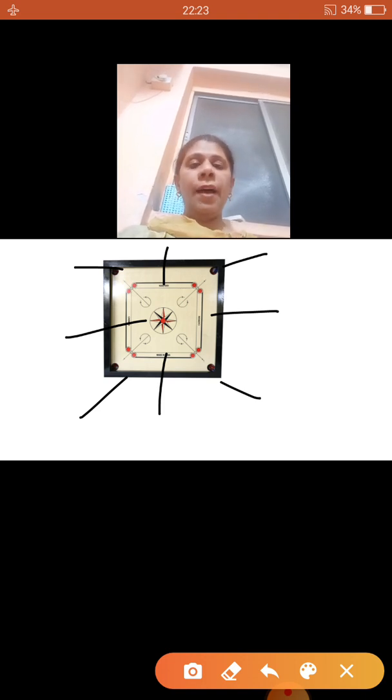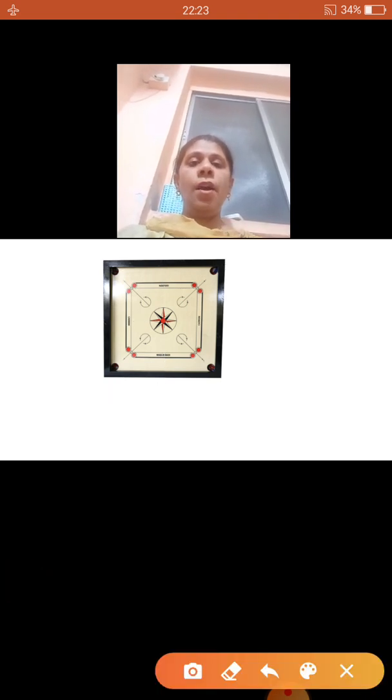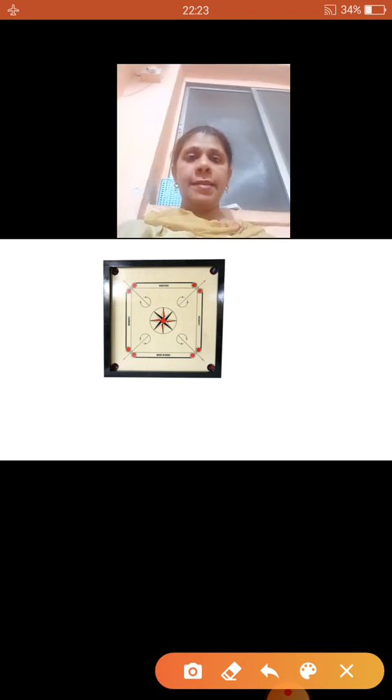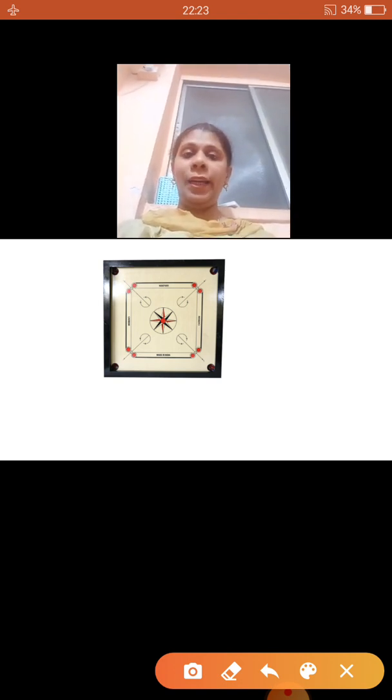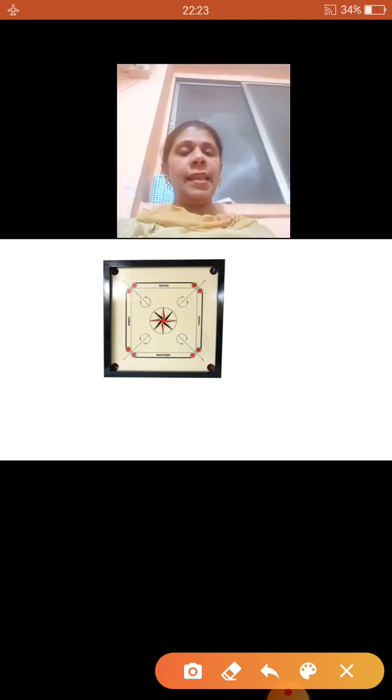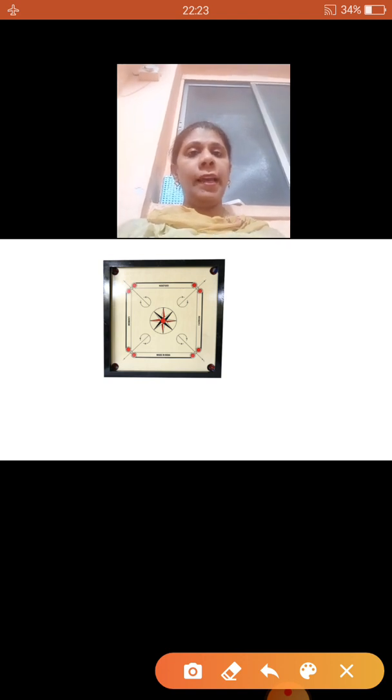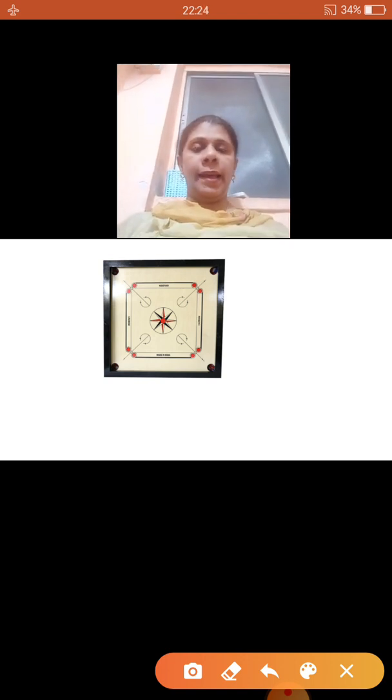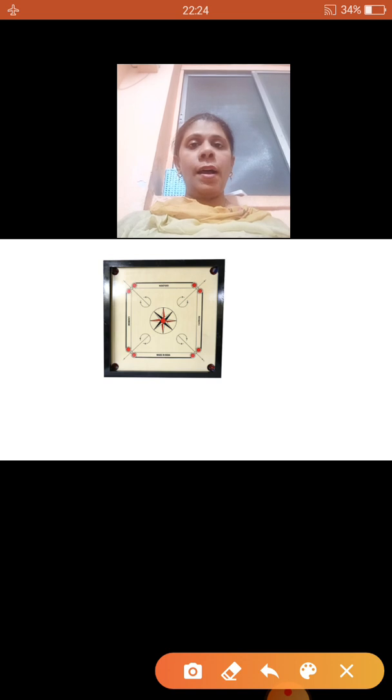Okay. Now, can you see, children? All the sides of a square are equal in length. See, the 4 sides, they are of equal length. Okay. So, a square has 4 edges and 4 corners. And all the sides of a square are of equal length.